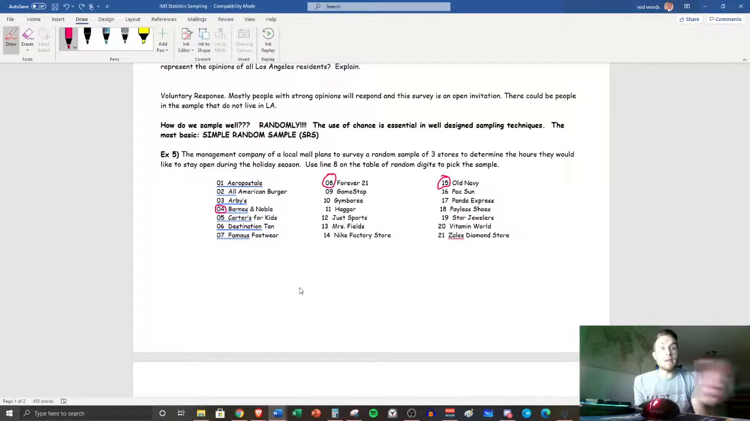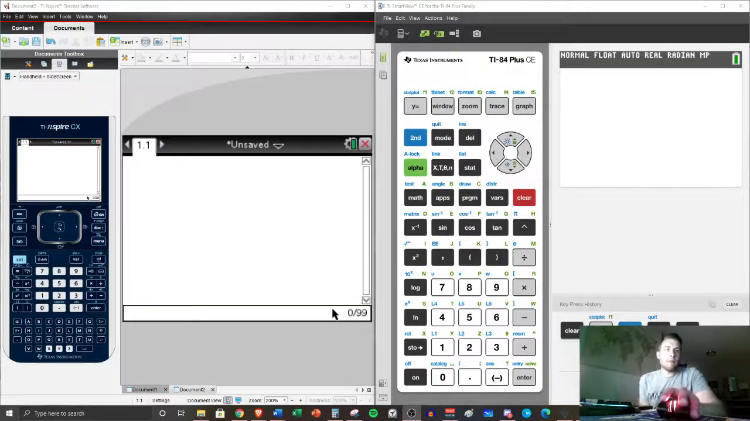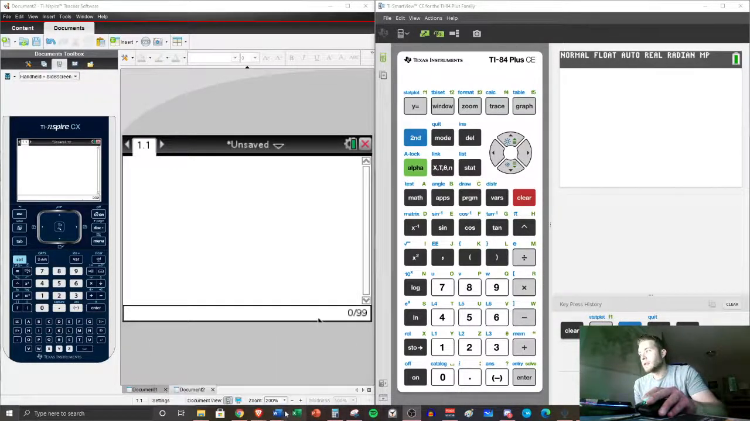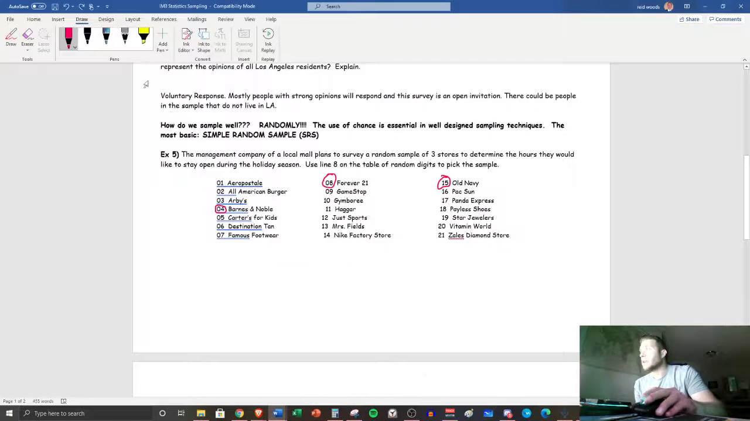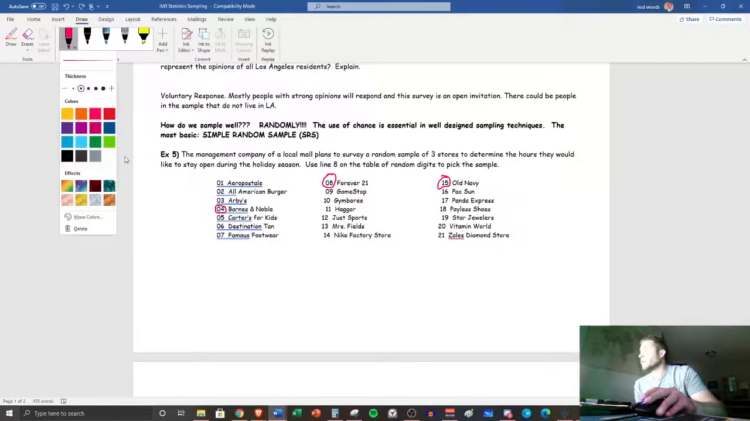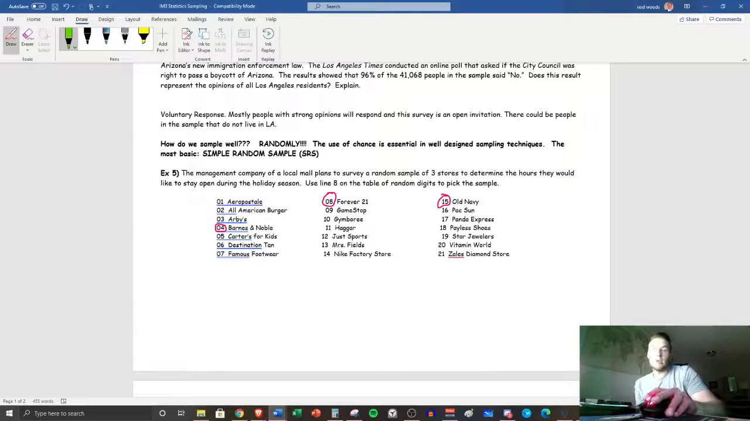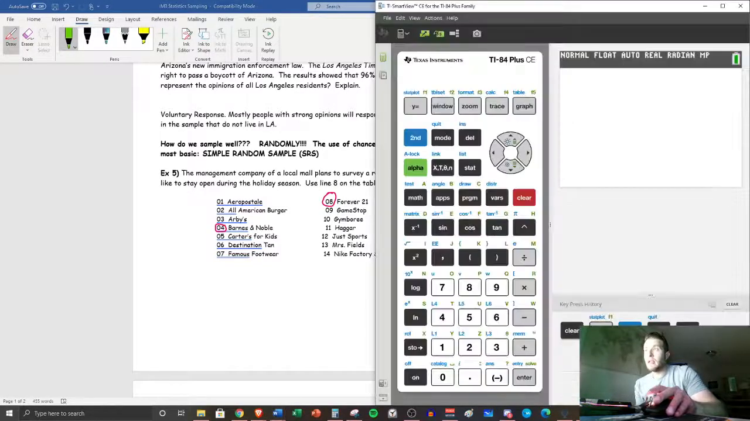Now, to wrap things up, let's talk about how you do this in a calculator. All right, so I've got both calculators up here, and this is how we're going to be randomly picking these values. So let's go ahead. We're going to do the same thing again. I'm going to change colors. We'll be green this time, and we're going to pick a sample of 3 stores using technology. So let's start with the 80 series because I think most people have that.